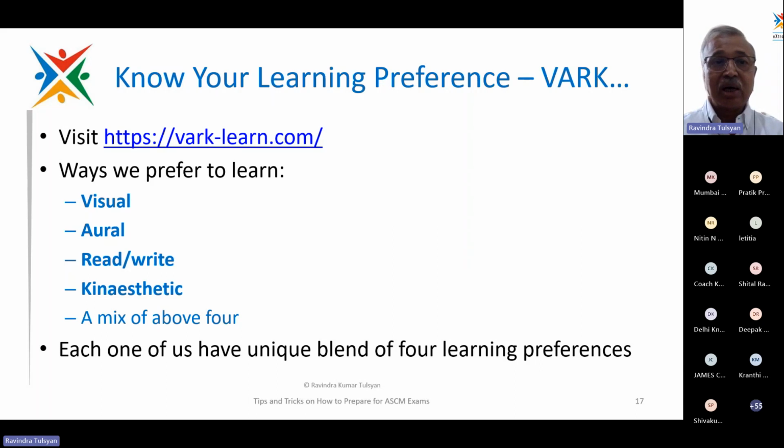So step number one is know that everybody has a different learning preference. Everyone. So you can use this website called vark-learn.com. There is a questionnaire which you answer. This is a paid site. Once you answer the questionnaire, they'll tell you whether you prefer to learn by visual, by seeing pictures, or you prefer to learn by oral, by listening, or by read-write, or by kinesthetic, that is by doing things, practicing, right?